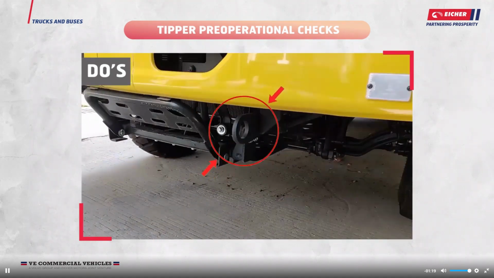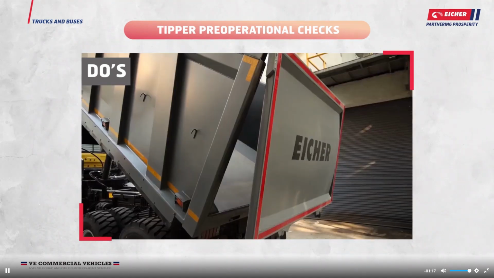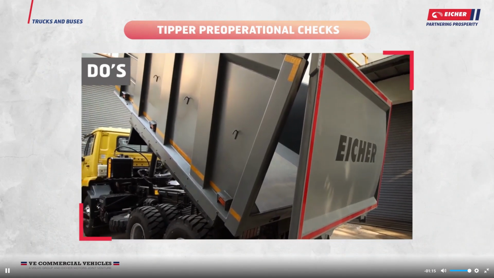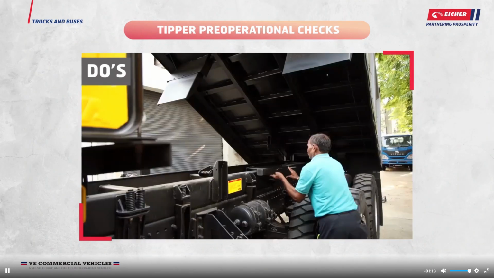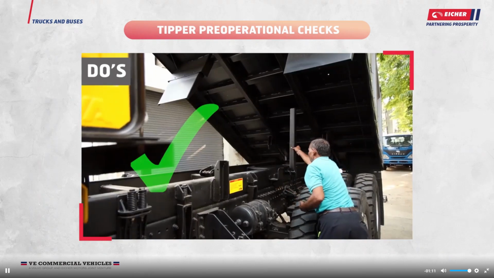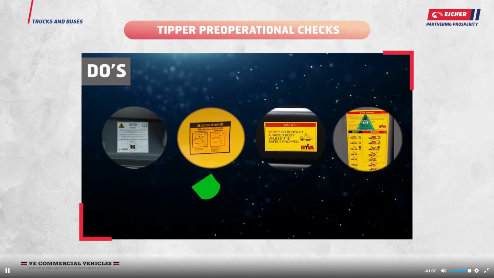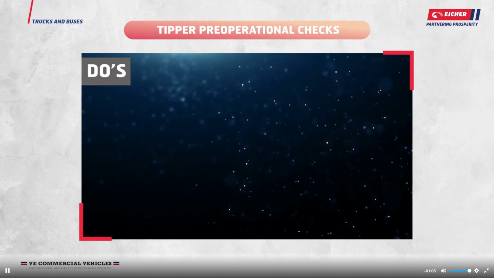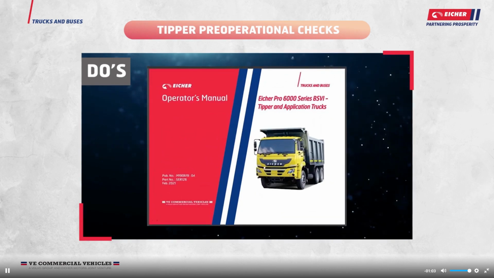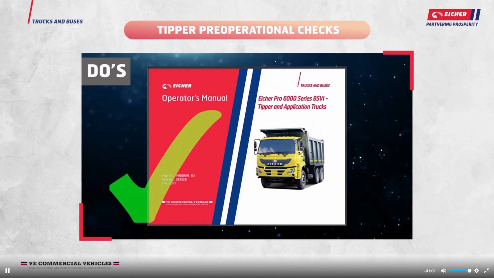Always tow the vehicle using the towing hook. While working under the tipper body or chassis, ensure that you support the superstructure by using stoppers for safety purposes. Refer to the instructions and caution stickers provided on the vehicle. While performing pre-checks, always refer to the owner's manual.